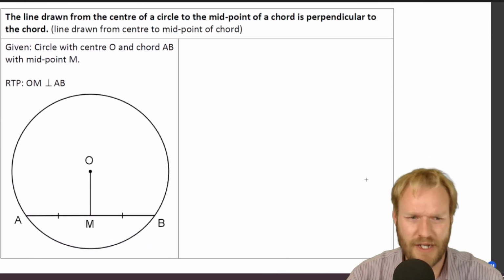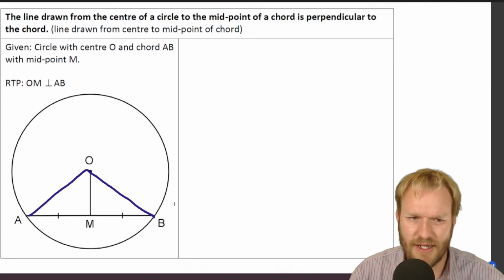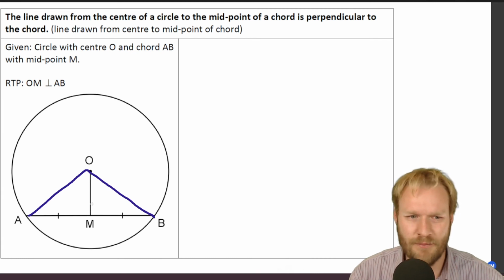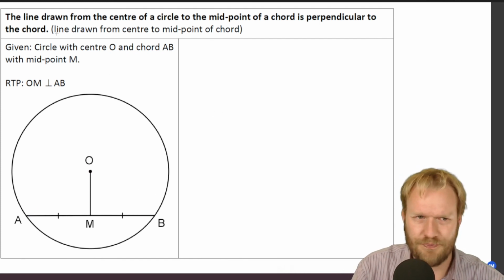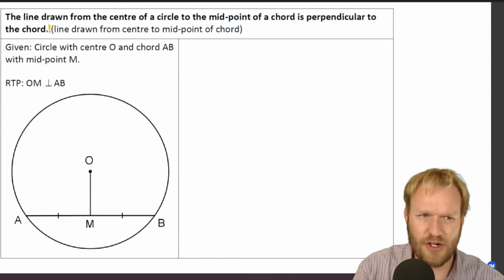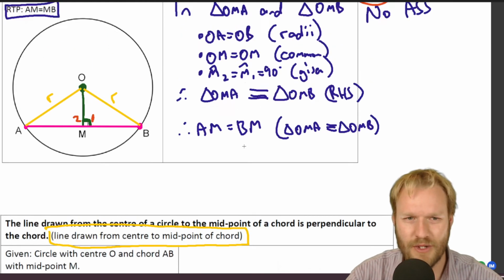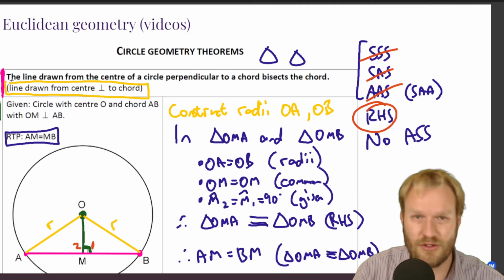So for the next few, this one, if you want to see how to do it, my hint is draw these radii again, and you'll be able to show congruency, and therefore that each of these is 90 degrees, in other words, that it's perpendicular. But for now, just know that this is what we're going to use. And take note of the reason. Fortunately, these reasons are quite long-winded, so if we use this theorem, we have to use this reason.